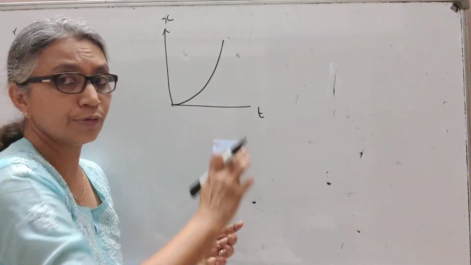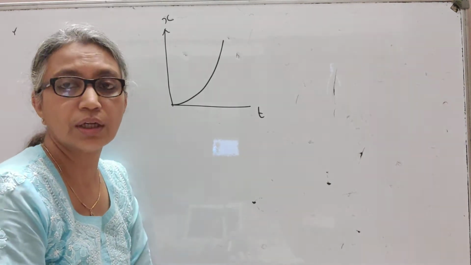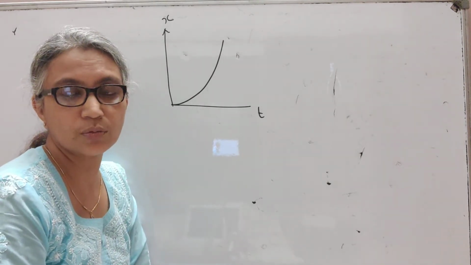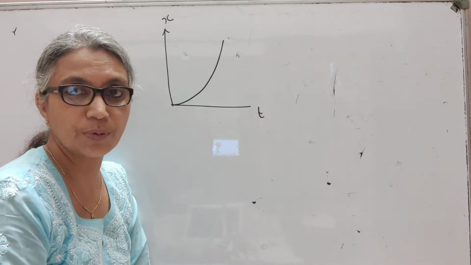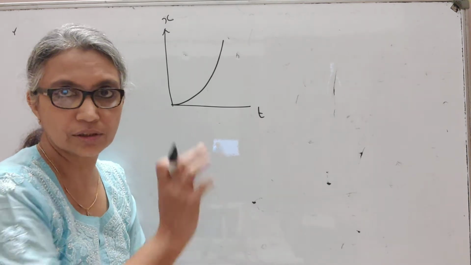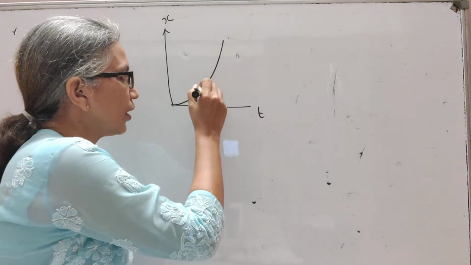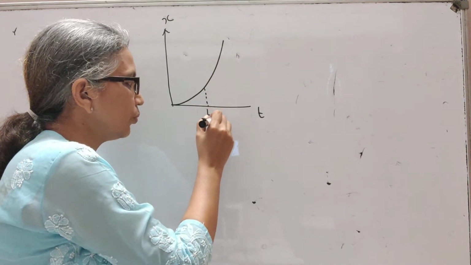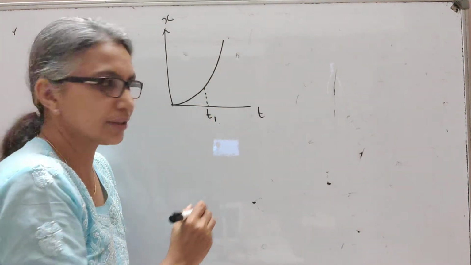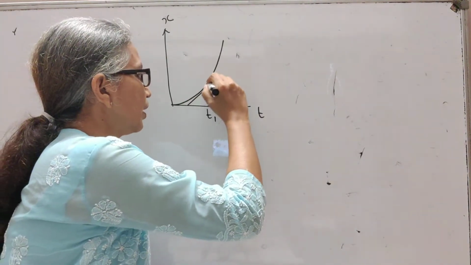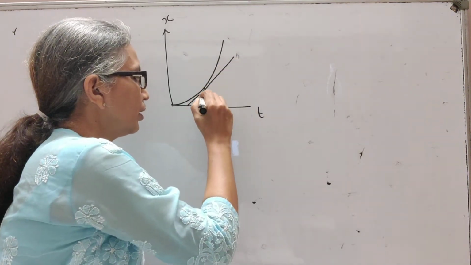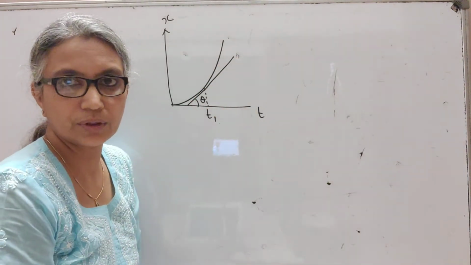Now this is the xt graph. In the previous session I told you the instantaneous velocity will be given by the slope of the tangent drawn at that instant to this graph. So suppose I have this instant as, let's say, t1, and I want to find the slope. Then I simply draw the tangent at that point. Then this is theta. Okay.